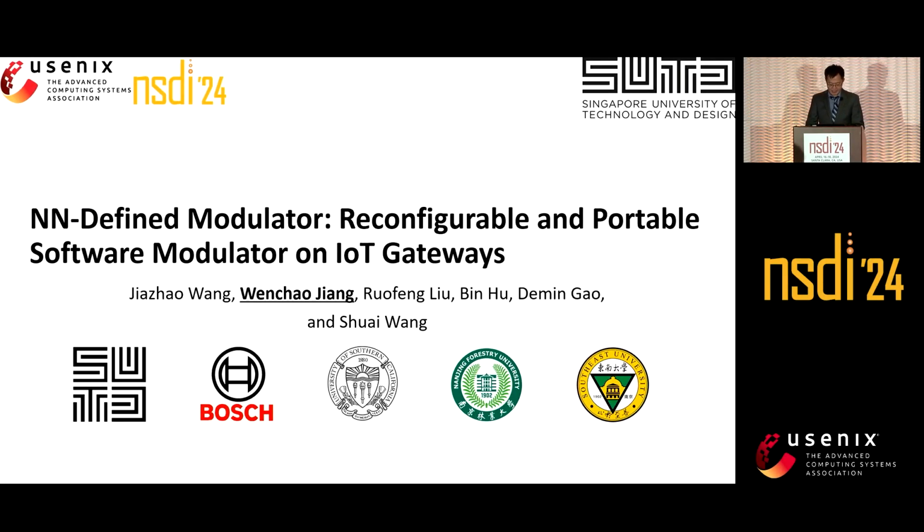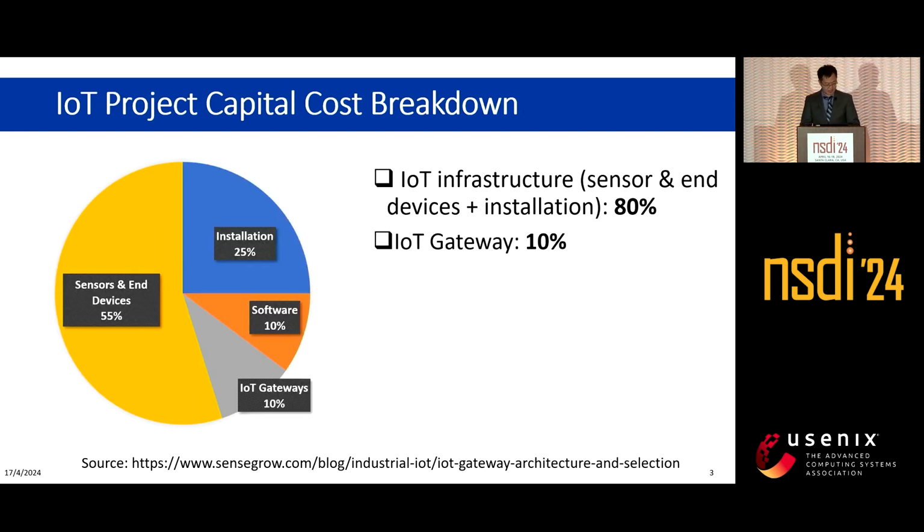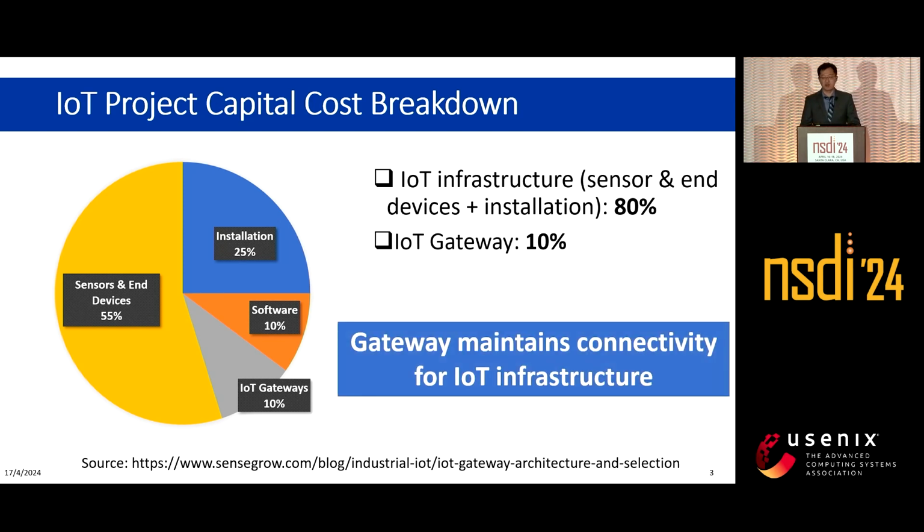Today I will bring our work regarding how to design an IoT gateway to be reconfigurable and portable. First of all, the IoT gateway is the point of connection between the cloud and IoT devices. A study from Sensor Growth finds that of all the capital cost of IoT projects, the IoT infrastructure accounts for 80% and the IoT gateway accounts for 10%. But the gateway is essential to maintain the connectivity of the IoT infrastructure. If connectivity is lost, your investment in IoT infrastructure will all be in vain.